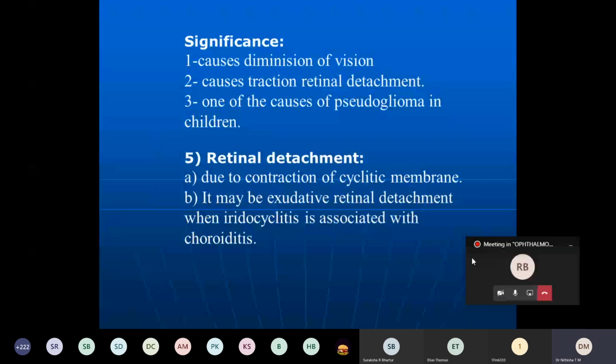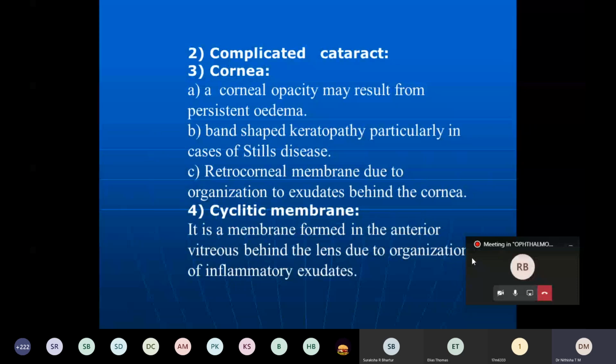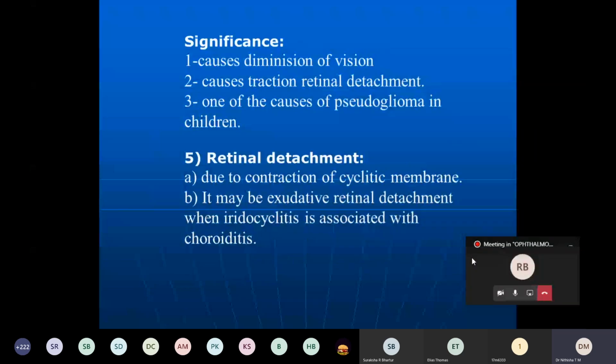Fifth complication is retinal detachment. So what are the complications of uveitis? First, the commonest complication is secondary glaucoma. Second is complicated cataract. Third, in the cornea you can see corneal edema, persistent corneal edema. Retrocorneal membrane can be there. Fourth, cyclitic membrane formation can be there.